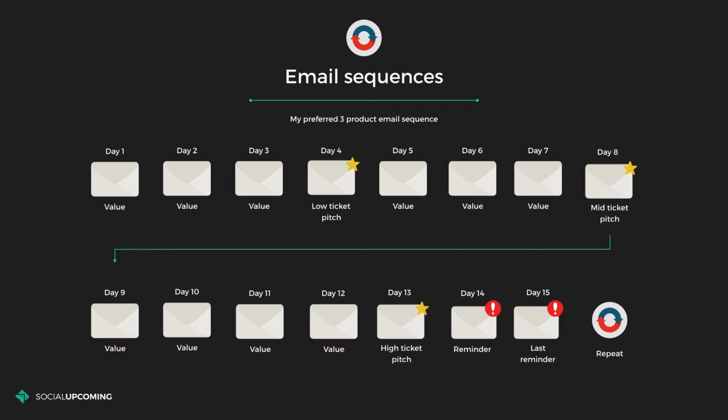Then comes another pitch. But now you can see it says mid-ticket pitch. And a mid-ticket pitch is a product between $20 and $99. I will show you an example with the prices and conversions in the next slide. But this is a type of mid-ticket product. A mid-ticket product could be a membership product.